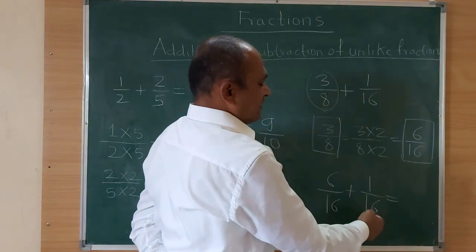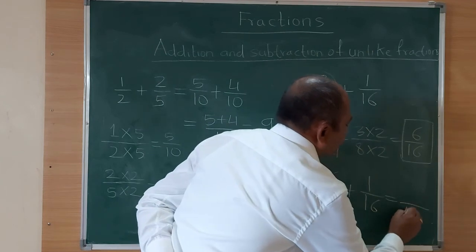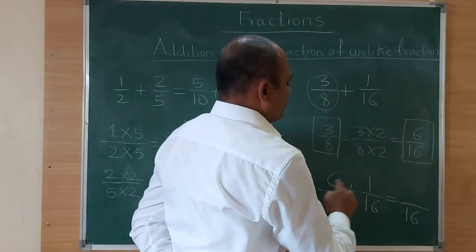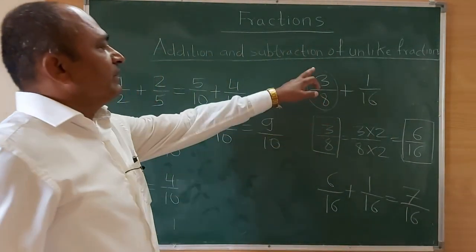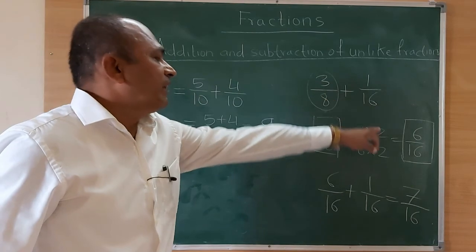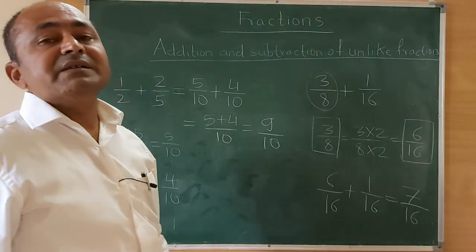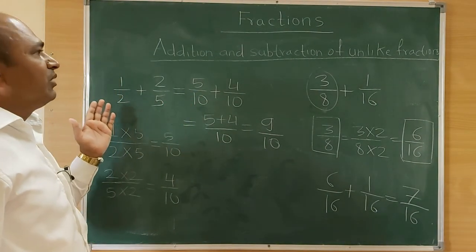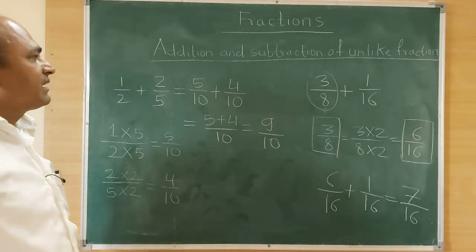So the rules of addition of like fractions, what do they tell? Write the common denominator as it is and only add the numerators. 6 plus 1 is 7. So 3 upon 8 plus 1 upon 16, the value is 7 upon 16. So I hope you understand how to do addition of unlike fractions. Same is the case with subtraction.